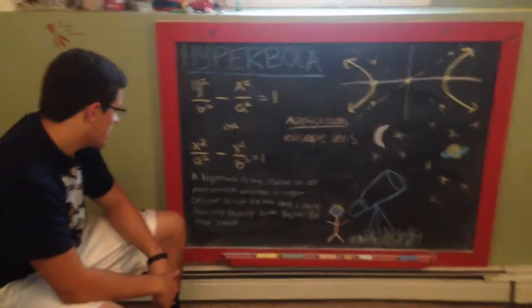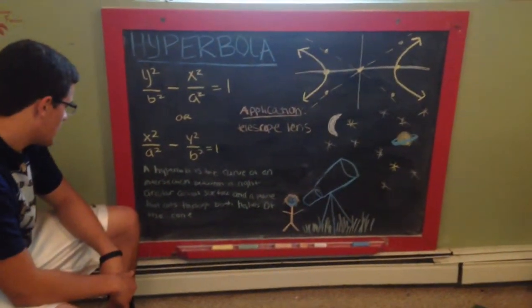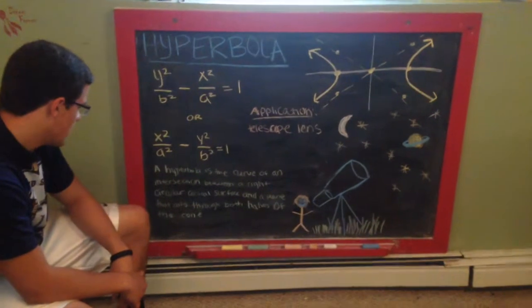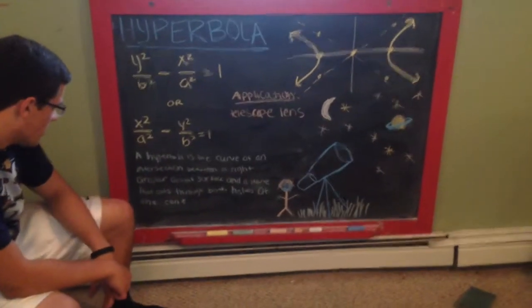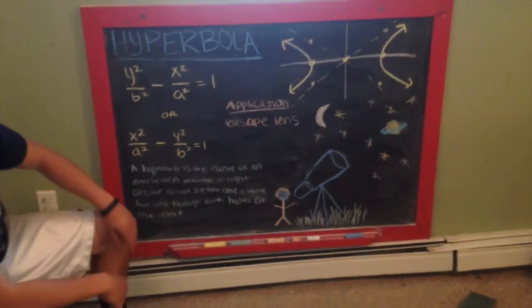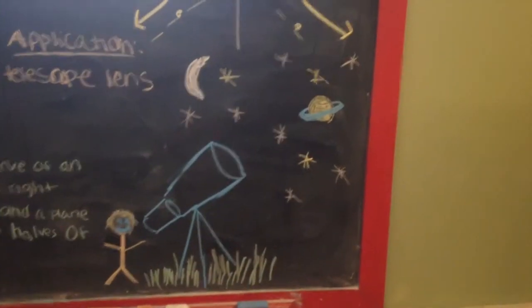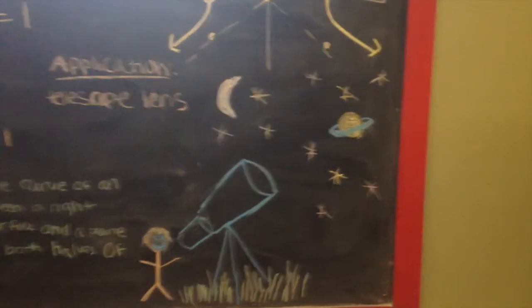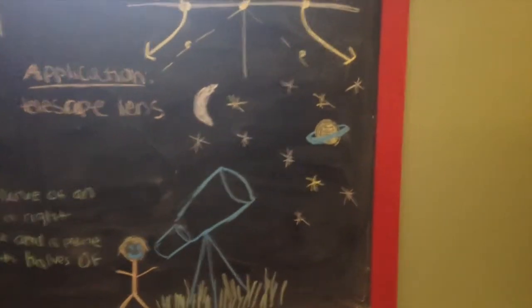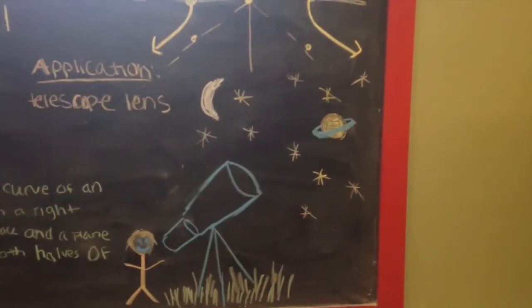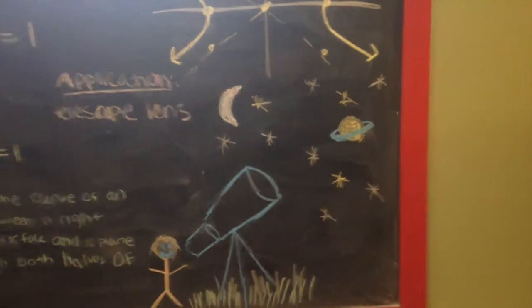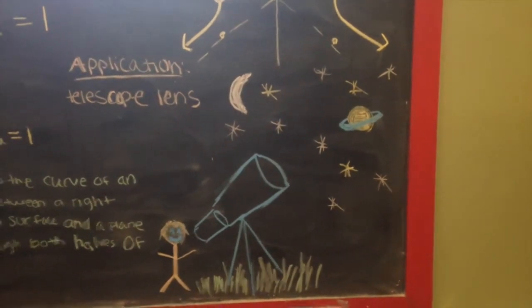A hyperbola is defined as the curve of an intersection between a right circular conical surface and a plane that cuts through both halves of the cone. An application of a hyperbola is the telescopic optic lens that is used in many telescopes by astronomers, making a possible career path in astronomy itself.